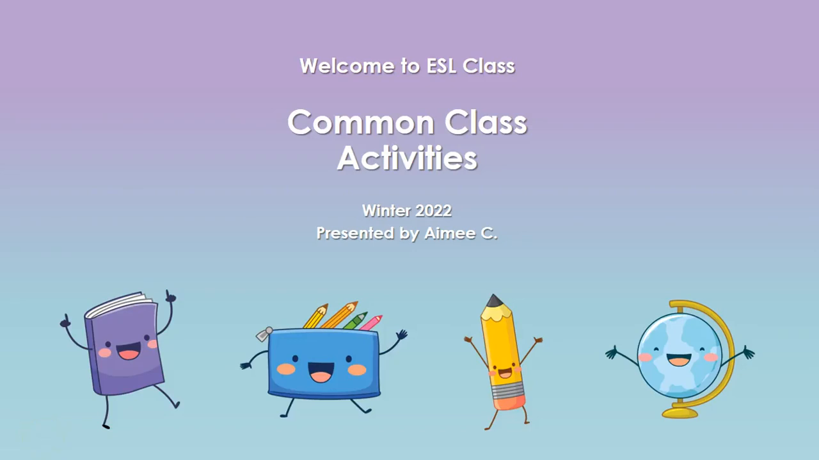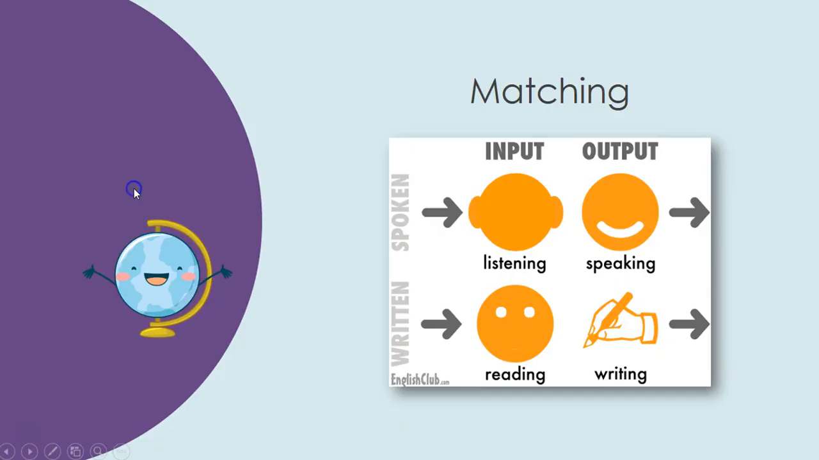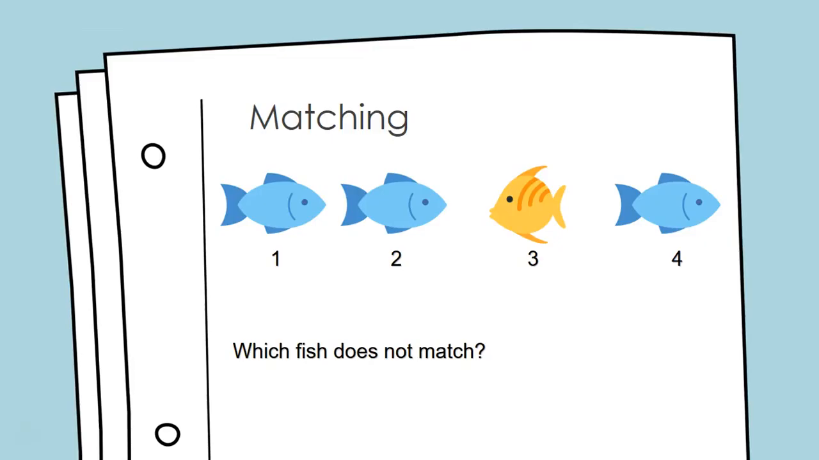Hello. So the class activity that we're going to talk about today is matching. To match just means to be equal or roughly the same. So, for example, which fish does not match? Fish number 1 and fish number 2 are the same, so they match. But fish number 2 and fish number 3 do not match. So which one is different? Which one does not match?